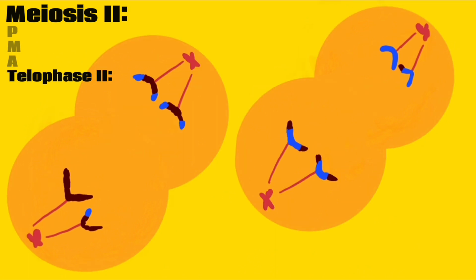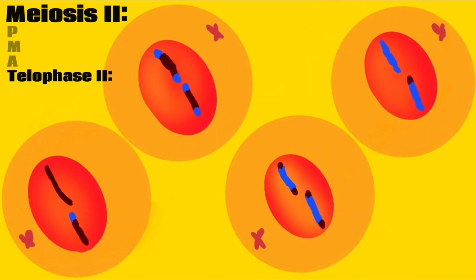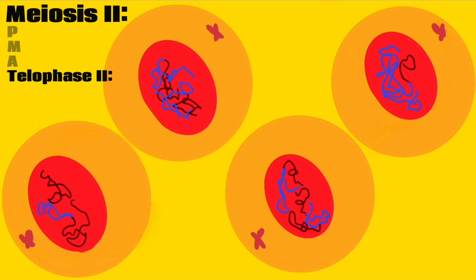Telophase 2, the nuclear envelope reappears and the chromosomes uncoil. And of course, cytokinesis occurs again, which is just the division of the cytoplasm. So now the 2 daughter cells from meiosis 1 are now 4 daughter cells.